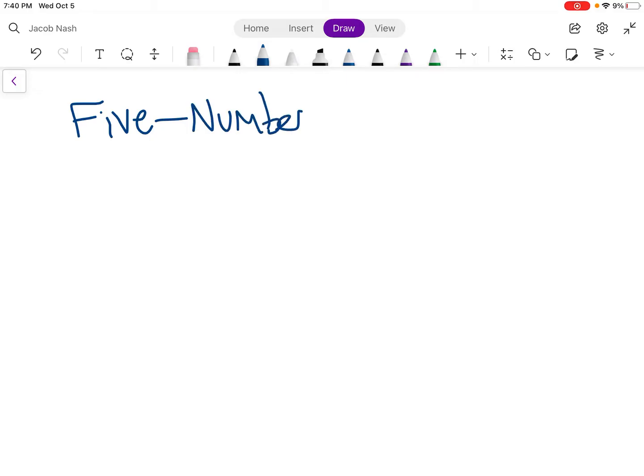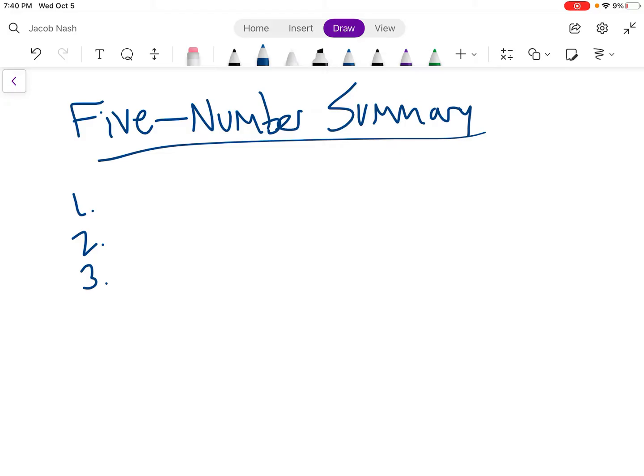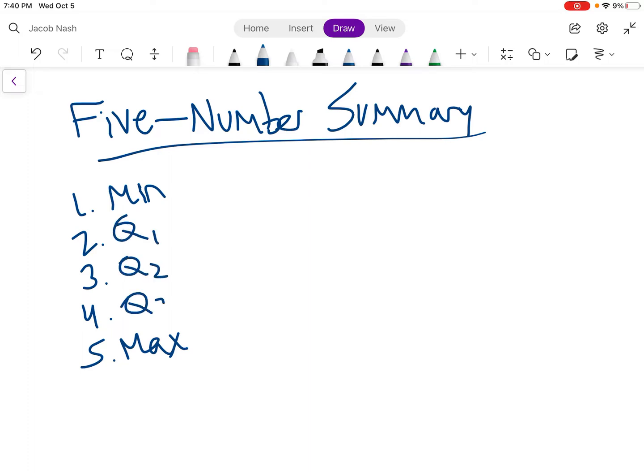5 number summary. So, if you're asked about a 5 number summary, what the heck is that thing? Well, it's a 5 number summary. And what are these 5 numbers? The first one is your minimum value, so the lowest number. The 5th one is the maximum. Easy enough, right? The middle ones are quartile 1, quartile 2, quartile 3.